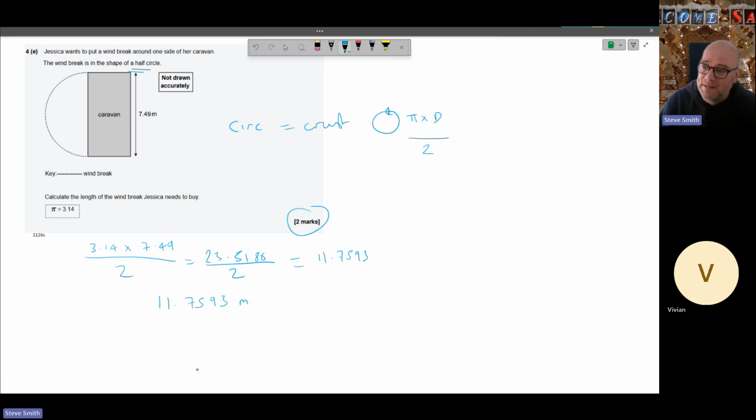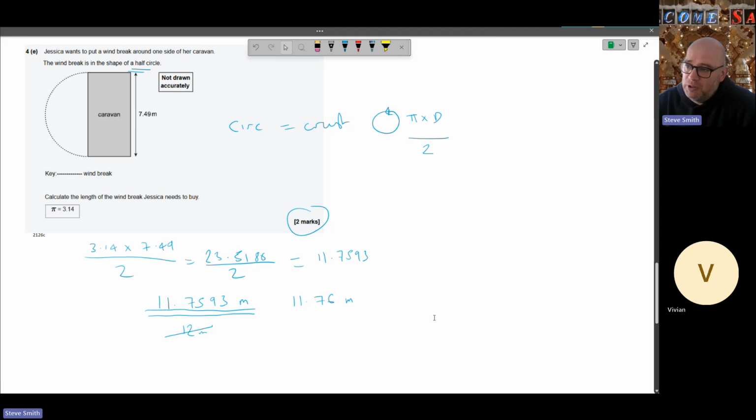If it said to the nearest meter, yeah, it's 12 meters, but it doesn't say that. It just says calculate the length. It's not asking you to round it up or down, so I'd keep my full answer from my calculator. If you'd rounded it up and said 11.76, you're still going to get the mark, but it doesn't ask for that. So again, it's up to you. Rounding up to 11.76 isn't going to get you a mark knocked off, because they can see you've done the math. She's going to have a tiny little bit left over if she has that much.